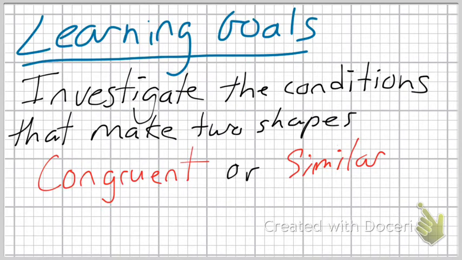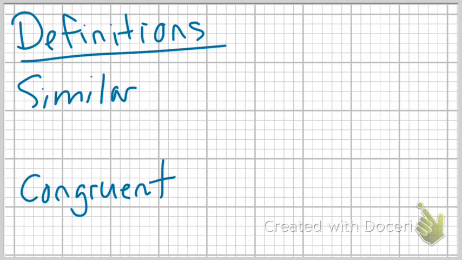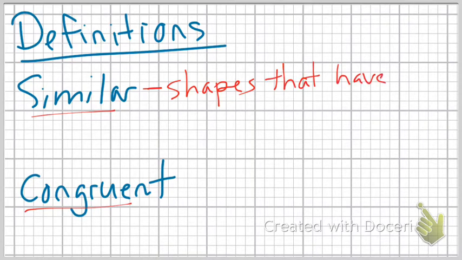So our learning goals for today: we are going to investigate the conditions that make two shapes congruent or similar. There are specific conditions that we need to know that will help us determine whether two shapes are, like I said, congruent or similar. So in order to know that, we first should know the definitions. Similar shapes are shapes that have the same interior angles.